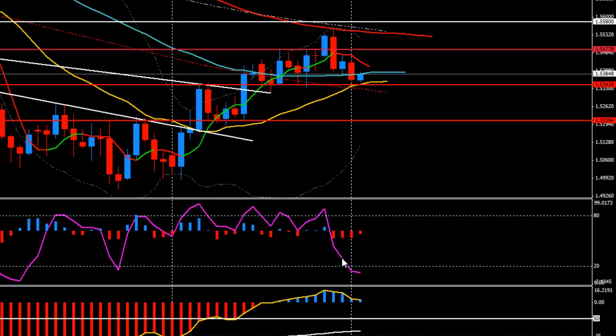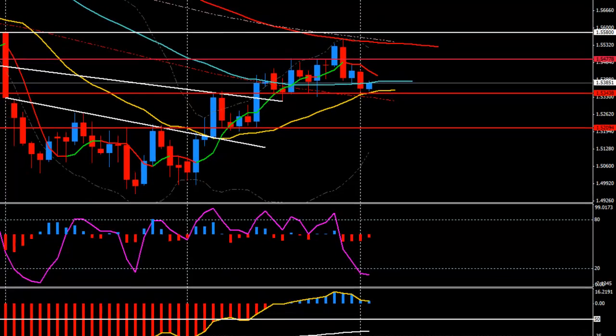At the bottom, Flex Stochastic is below 20, the Flex MACD is bearish, and the momentum is basically turning bullish. If the momentum stays bullish, then I can see continuity of the bullish trend, because this is the daily chart. We'll see how the market performs today. Let's move on to the 4 hour.